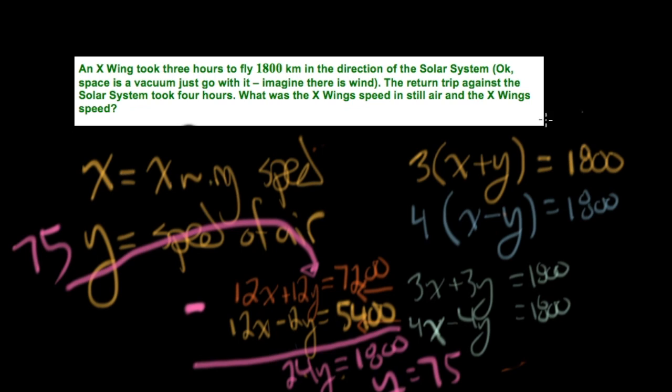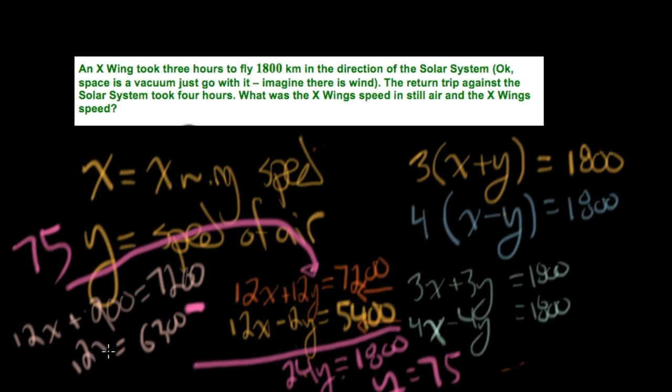And when I do that, this is getting pretty messy now. So I would get 12x plus what 12 times 75 is. So 12 times 75 would be 900. And that would be equal to 7,200. And I would subtract 900 from both sides. And when I subtract 900 from both sides, I would get 6,300. And that would be equal to 12x. I would divide by 12. And I would get x is 525.